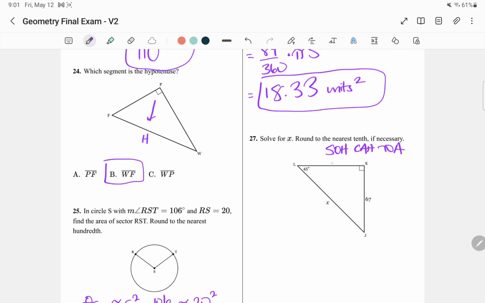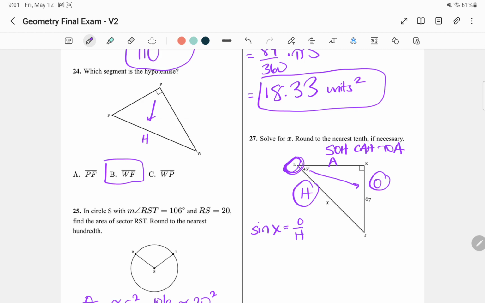So now let's label. This is the angle we're given, right? 45 degrees, which means that's how we're going to label the H, O, and A. So this is the hypotenuse because it's directly across from the right angle. Directly across from our angle is going to be our O, and right next to our angle is going to be A. And see how they're giving us O and H, right? So that means we're going to be using sine. So sine of X is equal to O over H.